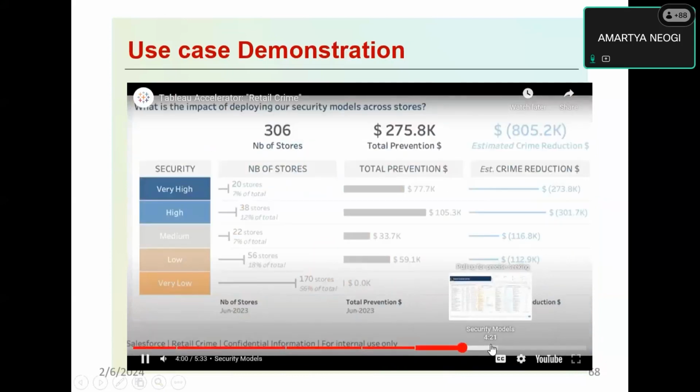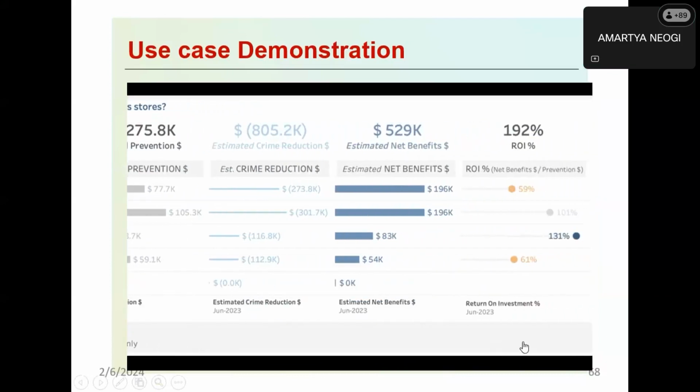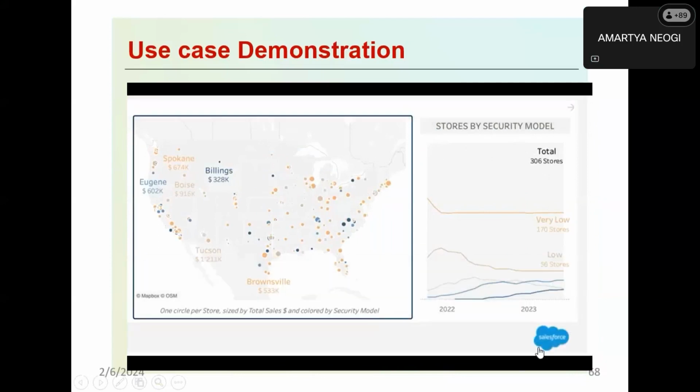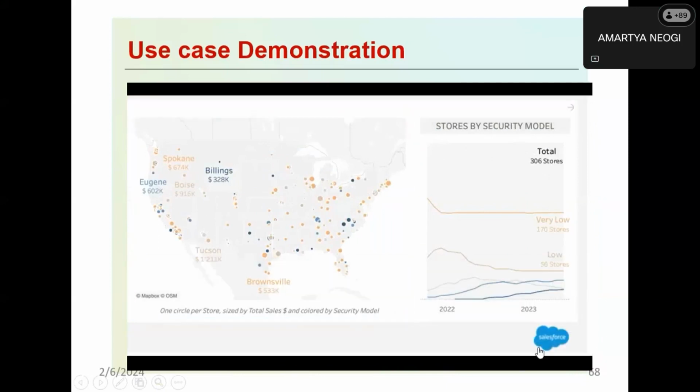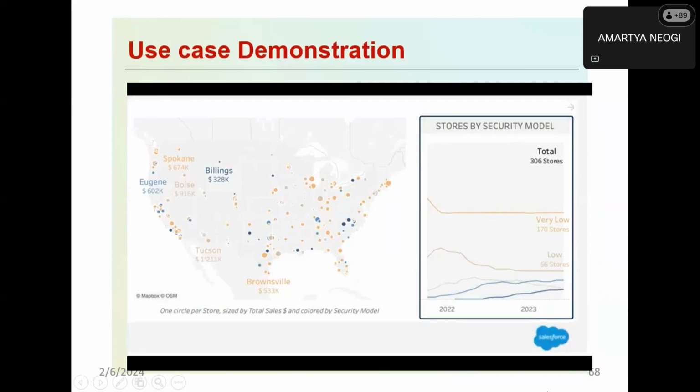Below, how are these models deployed in your network, and what is the overall impact of your crime prevention plan? A map at the bottom right gives you a quick overview of the stores by security model. Finally, you can see how the deployment of the different models has evolved over time.